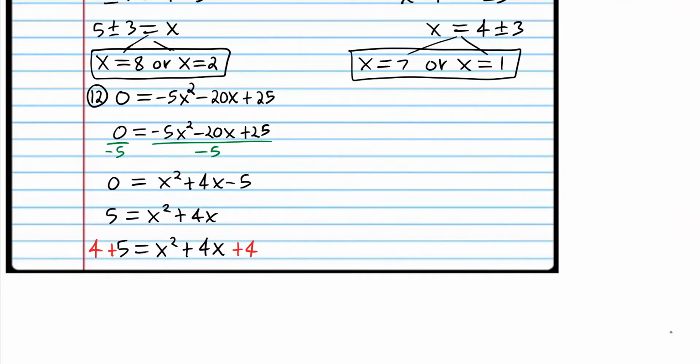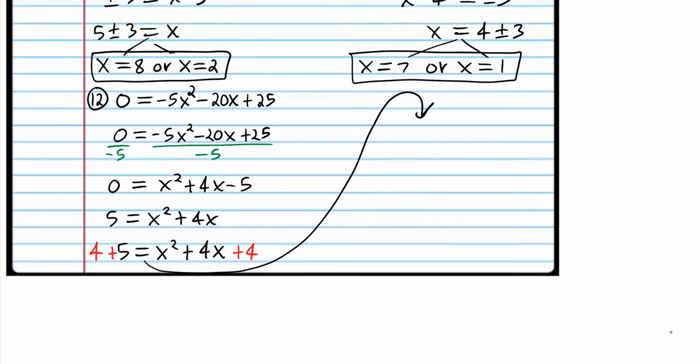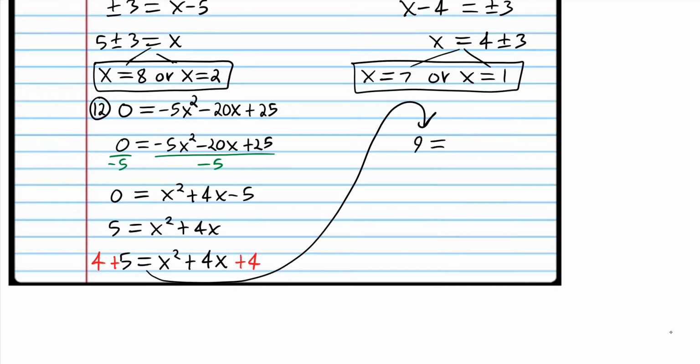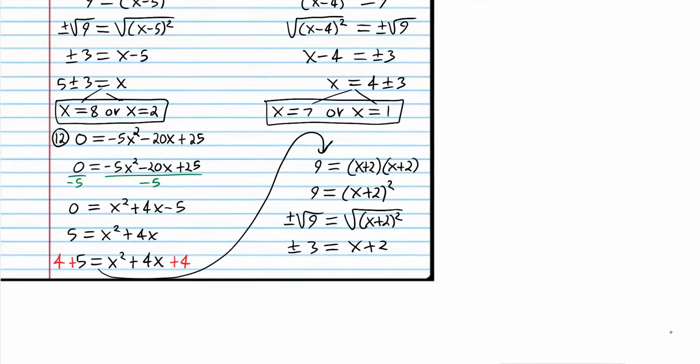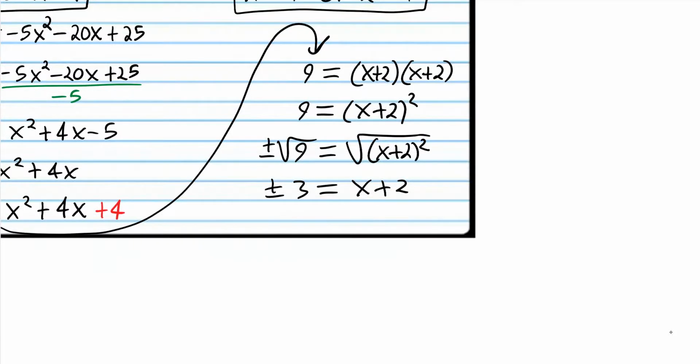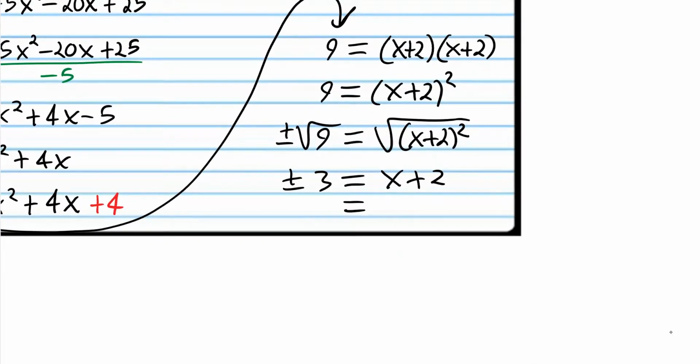Okay, so we're out of room, but that's okay. That happens a lot. Don't get nervous about that. 4 plus 5 is 9. And we have x plus 2 times x plus 2. Put it into power notation. And square root both sides. And we get plus or minus 3 is equal to x plus 2. And it looks like we're out of room here, but we can just go out to the side, I guess. So -2 plus or minus 3 is equal to x.